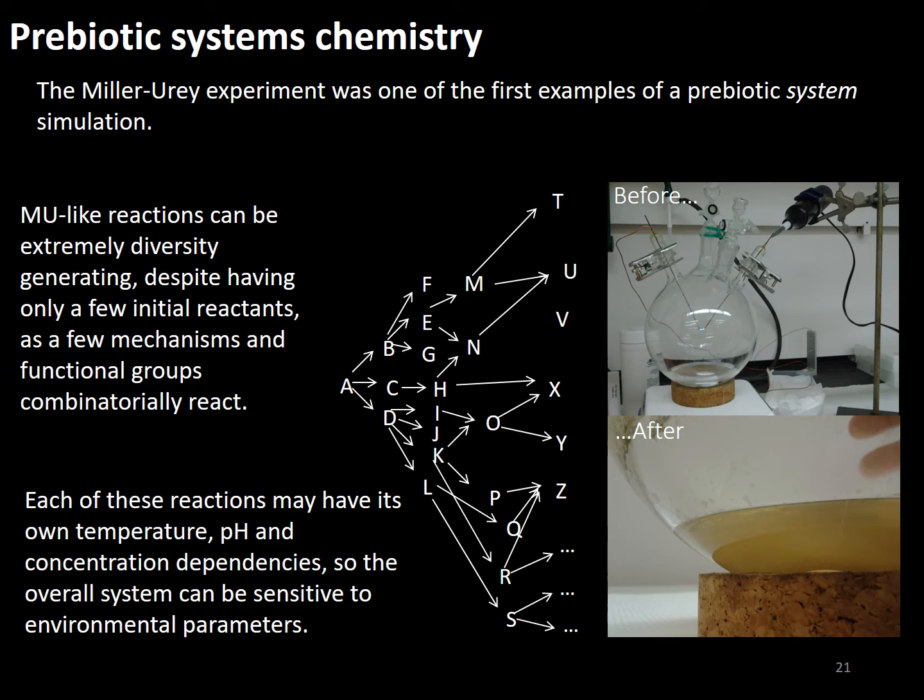So this is an example of a low temperature Miller-Urey experiment. So the water isn't boiled. And you get, in many instances, a very different distribution of small molecules in the product soup.